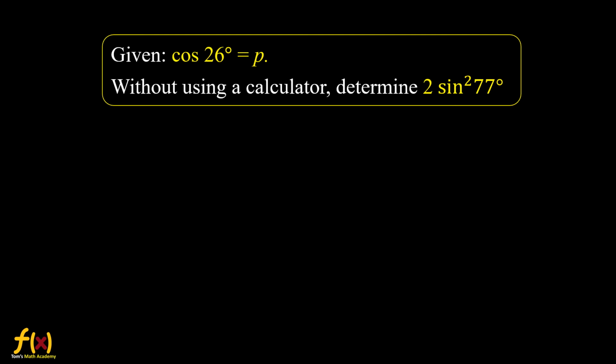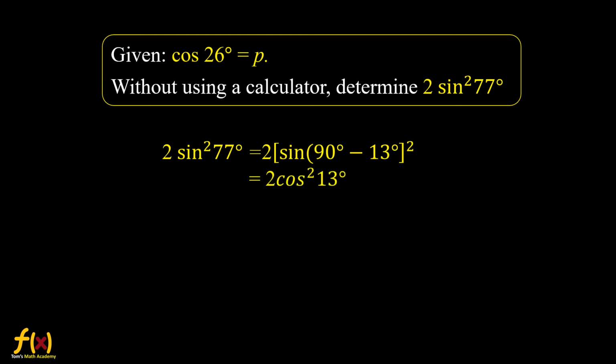90 minus 77 will give us 13. Now there is a connection, 13 and 26. That's how we have to start thinking. Now let us work out the question. We are going to change it. Sine of 77 is sine of (90 minus 13), but because of 90 we will get cos. So cos square 13, and 2 cos square 13.